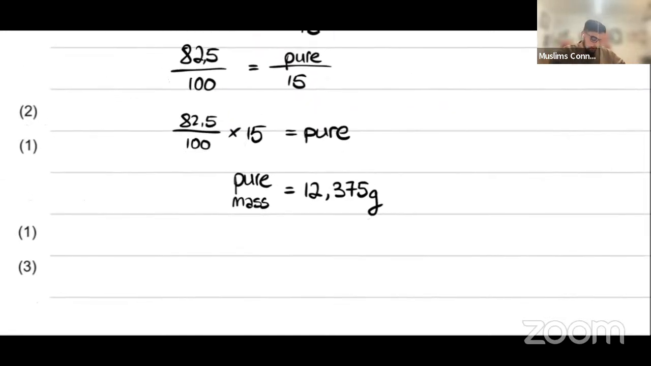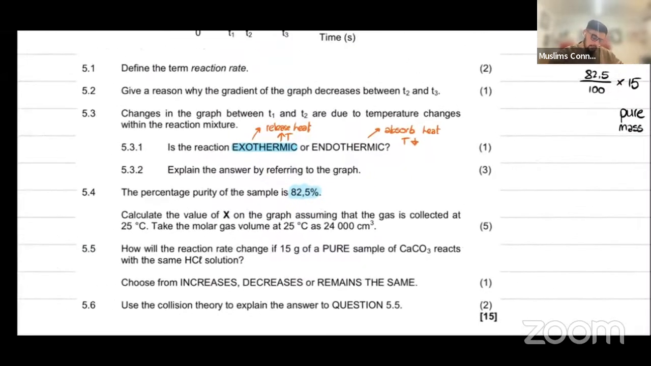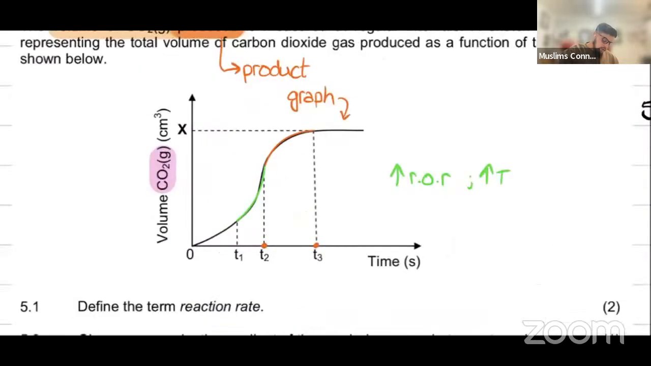Okay, so I have the pure mass. What do they want? Calculate the value X on the graph. So the value X on the graph is volume.